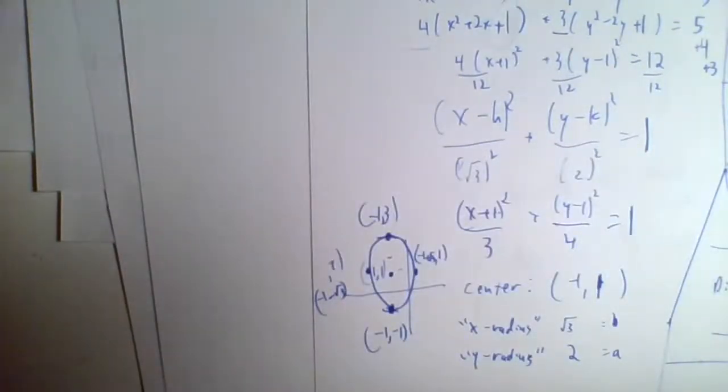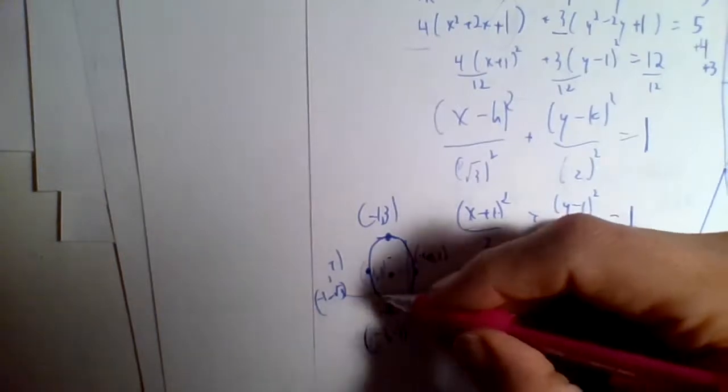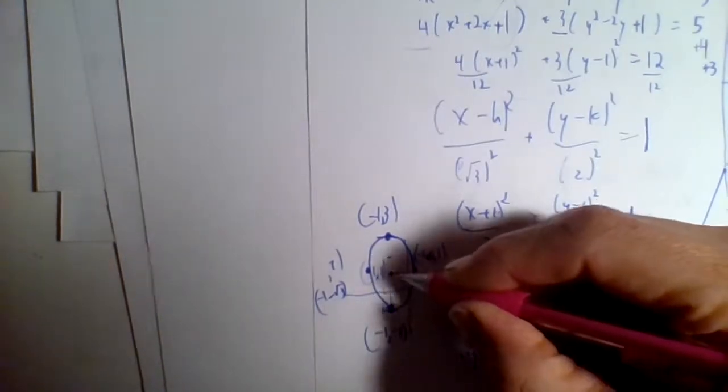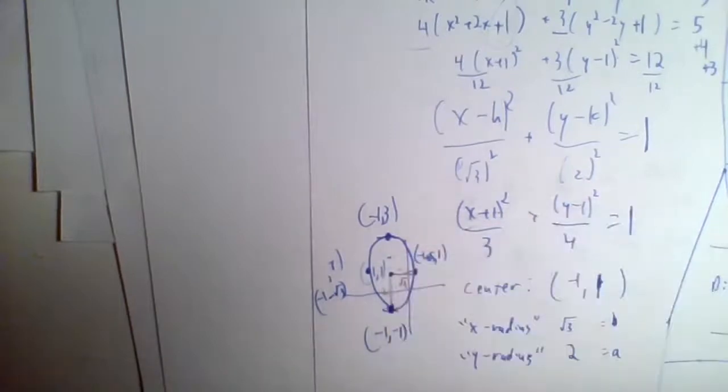Crowded graph right there, but you have the information that you need to put on the graph. The A ended up being our y radius, and the square root of 3, the B value, ended up being the x radius. And when you get in that final form, you can tell which one's bigger, and you know the basic kind of shape that's going to have.